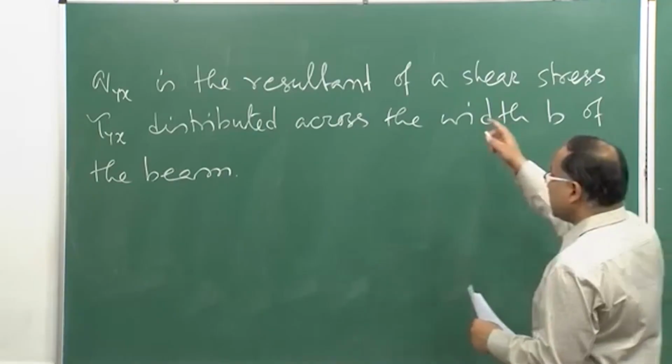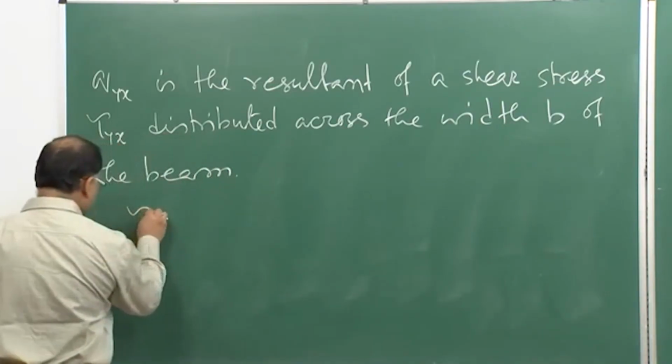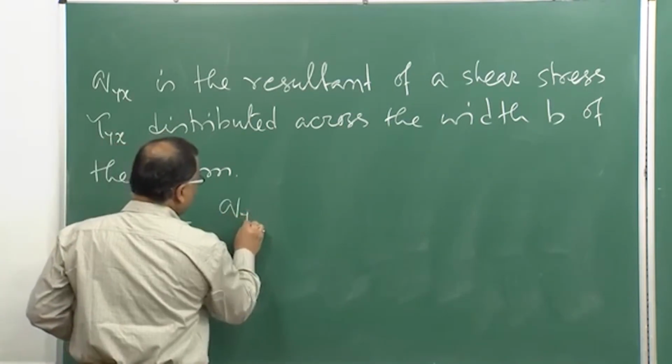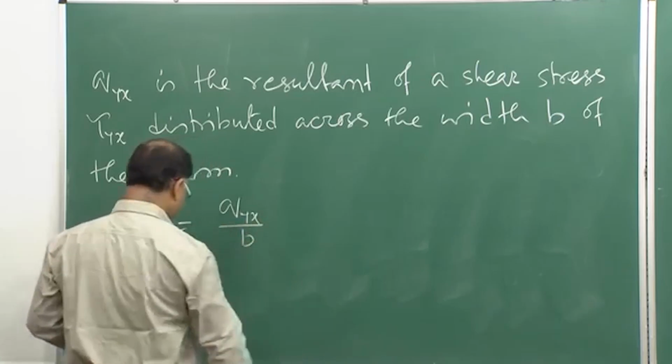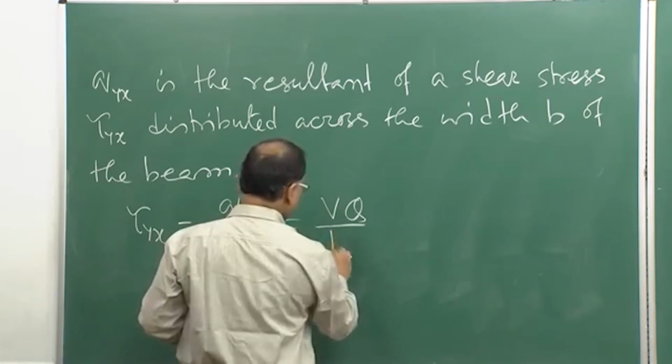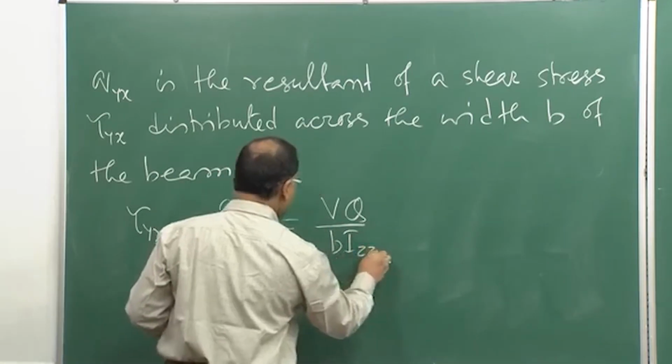So, if we can say that, then immediately I can write down tau yx equal to qyx by B, which is equal to VQ by B Izz. Very important equation.